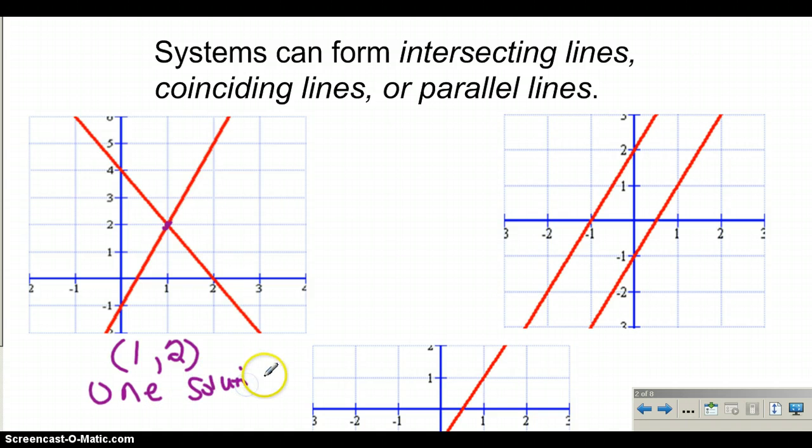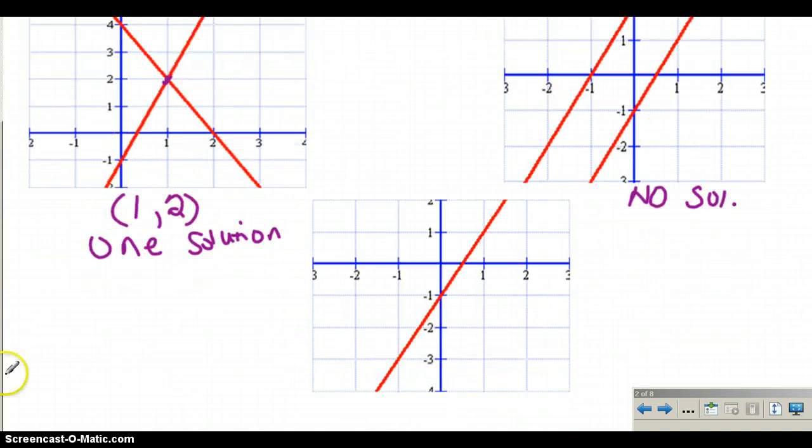Now, let's take a look at these two lines over here. These two lines are considered to be parallel lines. Remember, parallel lines have the same slope. So if these two lines are parallel lines, are they ever going to intersect? Hopefully, you're saying to yourself, no. If they're never going to intersect, then this is what we call no solution. Remember, we talked about those special cases before when we were dealing with solving equations. So this is the same kind of thing.